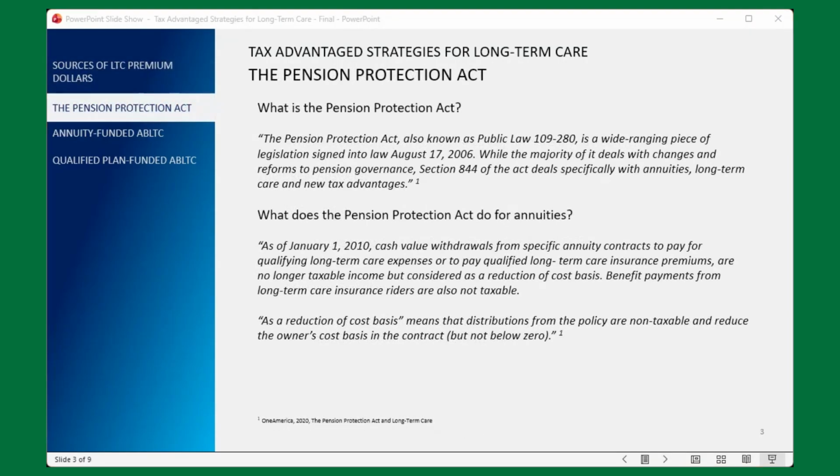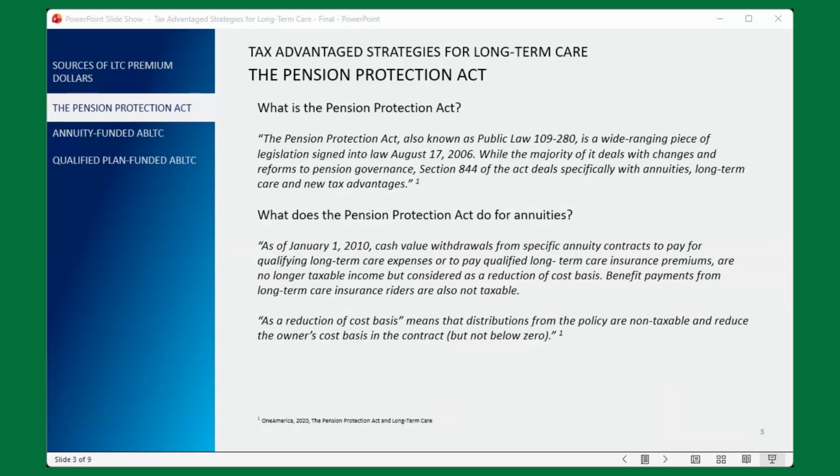I think it's really important to touch on the Pension Protection Act. In 2010, the Pension Protection Act included a provision that's a real game changer for long-term care planning. That isn't that old. 2010 is only 16 years ago, so it's not that old, right? And here's what's great: it allows certain types of life insurance and annuity contracts to be used for tax-free long-term care planning.